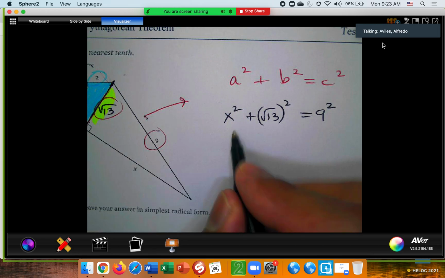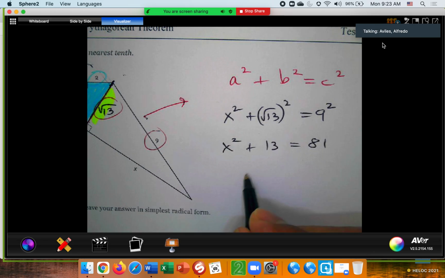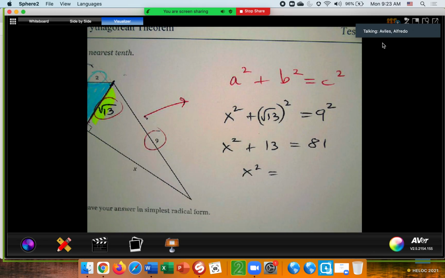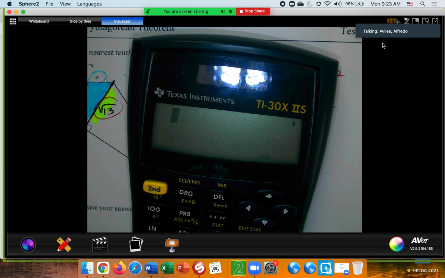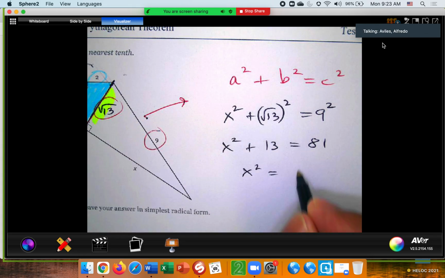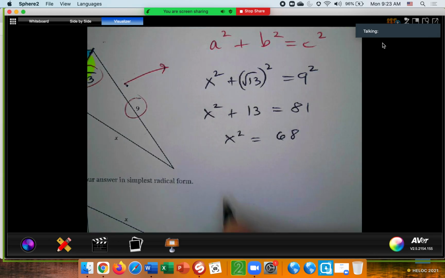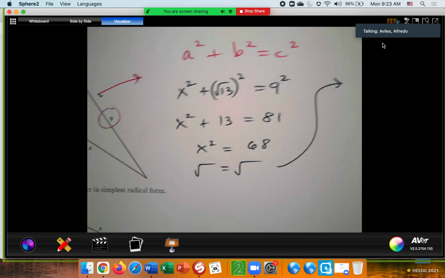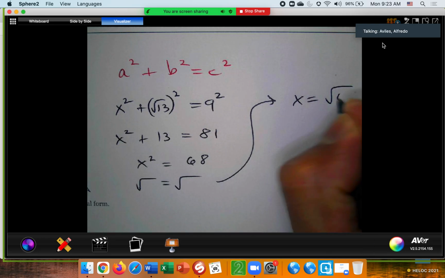Okay, so that'll be x squared plus 13 equals 81. X squared equals, where's my calculator? Let's see, 81 take away 13. 68. And then you square root both sides, you get x is equal to the square root of 68.